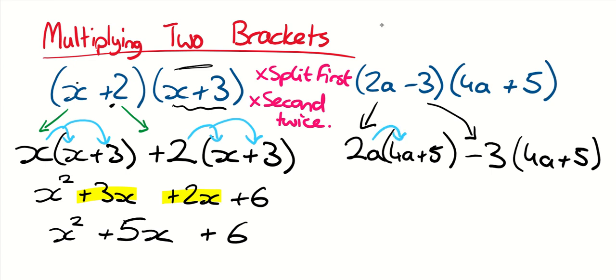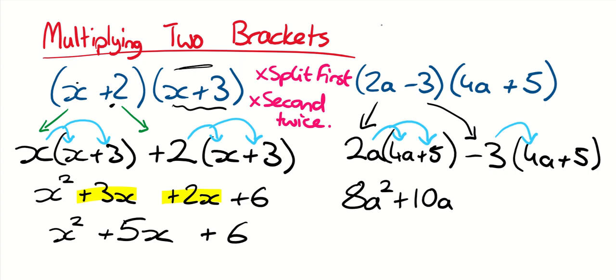We do 2a by 4a, and 2a by 5. So that's going to give us 8a squared, and then 2 by 5 is plus 10a. Right, and same thing with the second bracket. So minus 3 by 4.